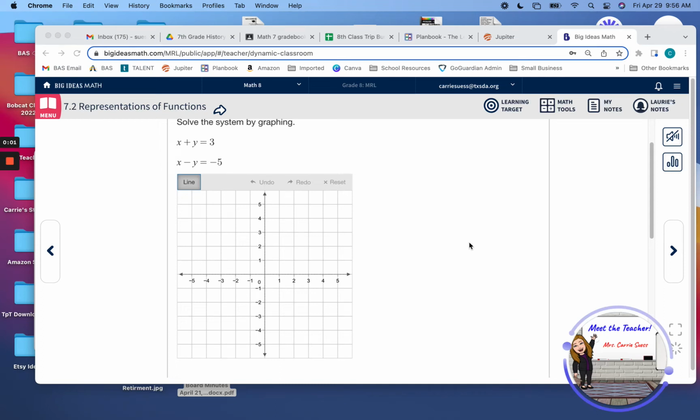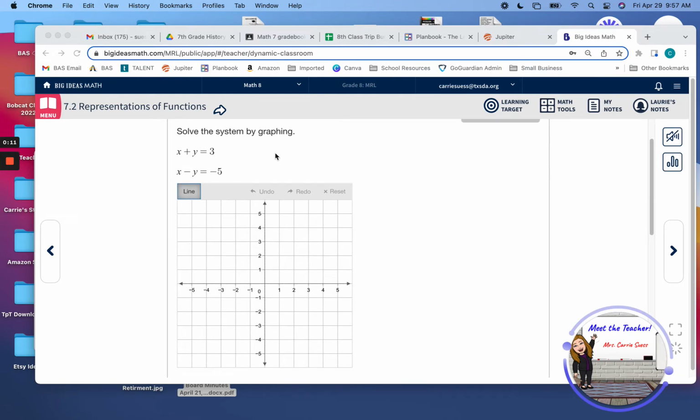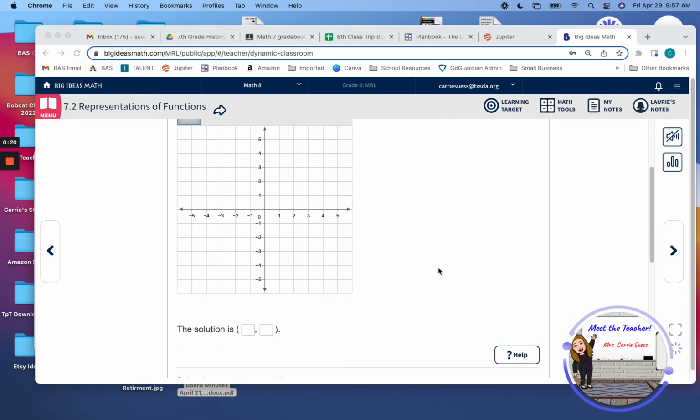Okay, 8th grade, 7.2, representations of functions. All you're doing for the warm-ups is solving the system by graphing. We did this all last chapter. Solve for y. You'll get your slope and your y-intercept on both of these. You graph them, and where they meet is your solution.